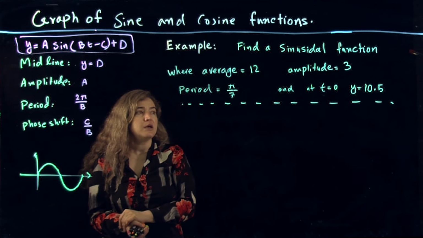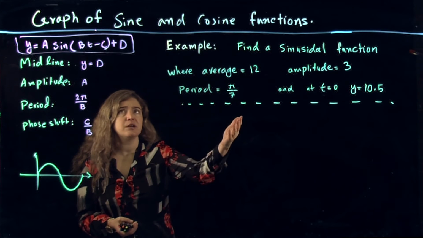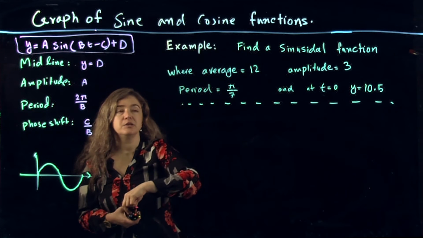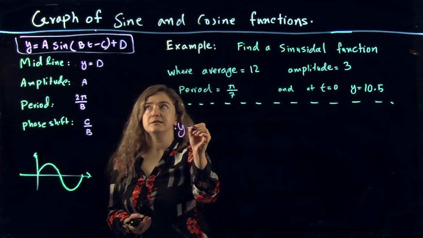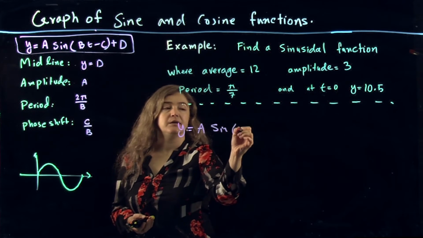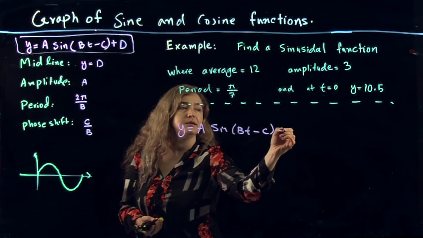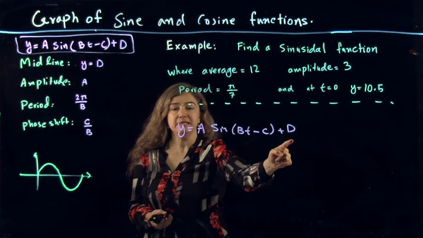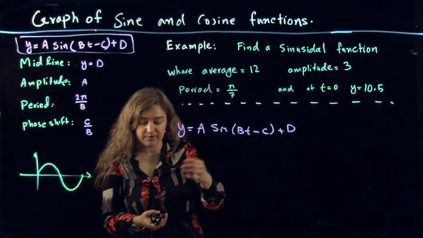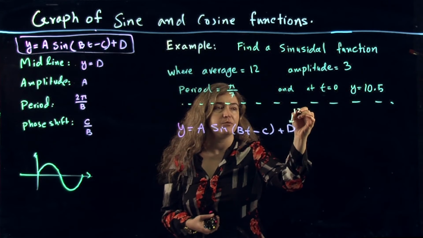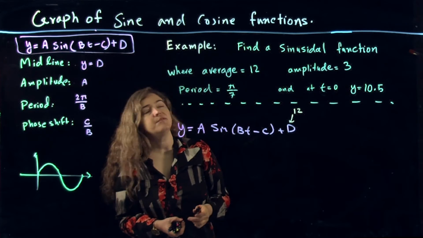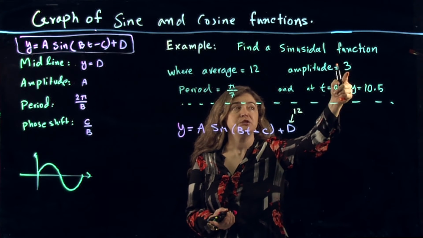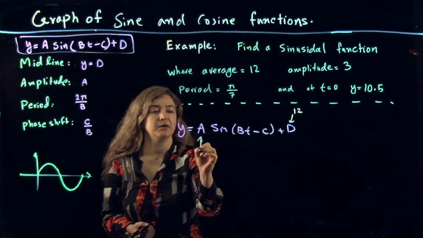And so from then, let's try to figure the A, B, C, D in this formula out. So I'm going to write down y is equal to A sine (Bt minus C) plus D. If I figure out the average, I know D would be the average. The shift up and down is the average. That would be 12. The next thing is that if I know the amplitude, I can replace A by the amplitude.